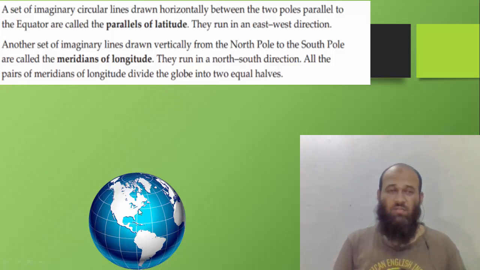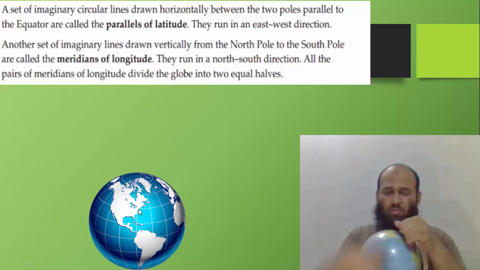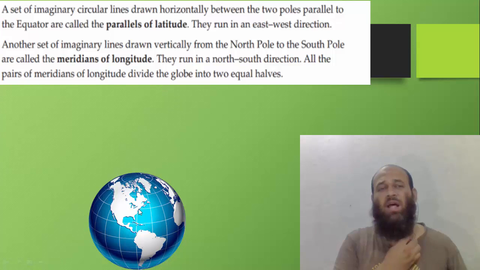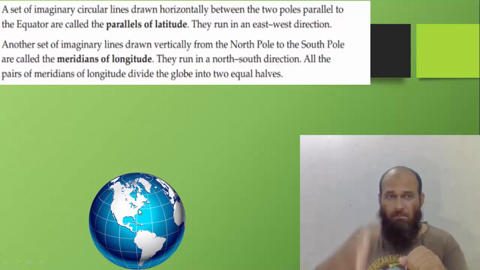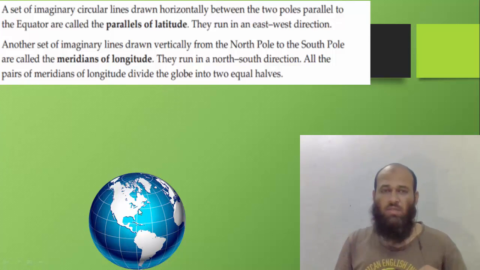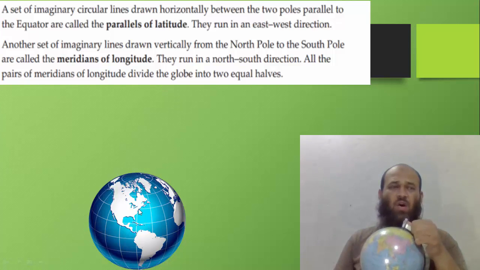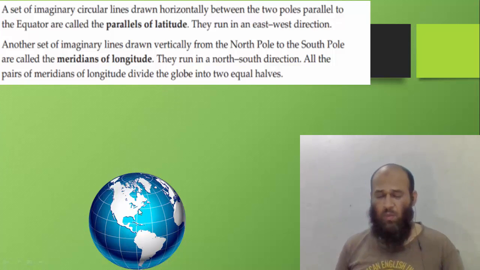Then another set of imaginary lines (remember, set means a number of imaginary lines) are drawn vertically from North Pole to South Pole, and they are called meridians of longitude. Parallels of latitude, meridians of longitude. They run in the north to south direction, and all the pairs of meridians of longitude divide the globe again into two equal halves, eastern and western.